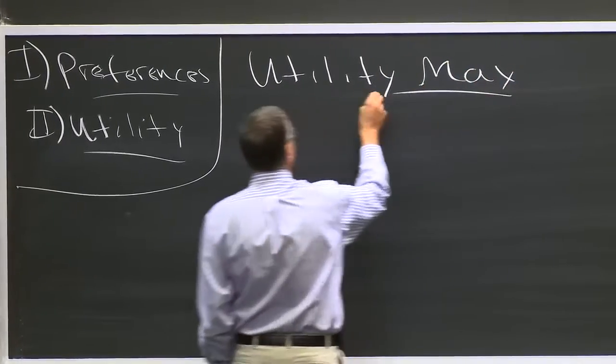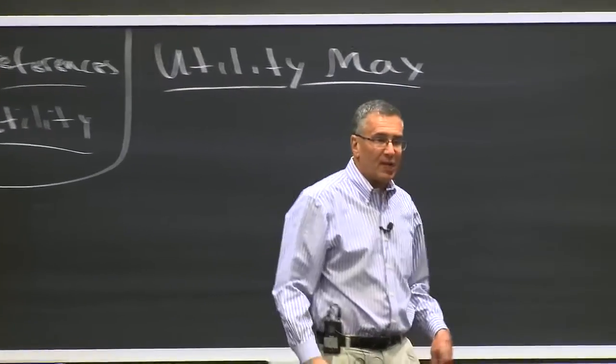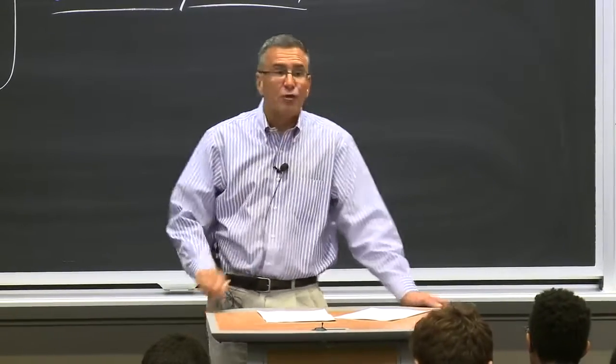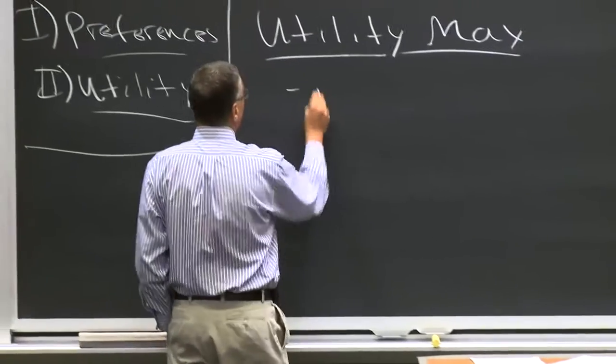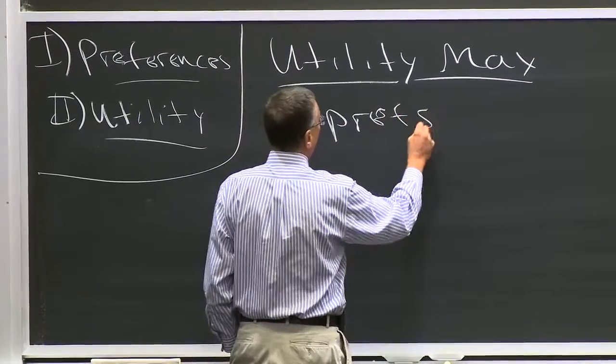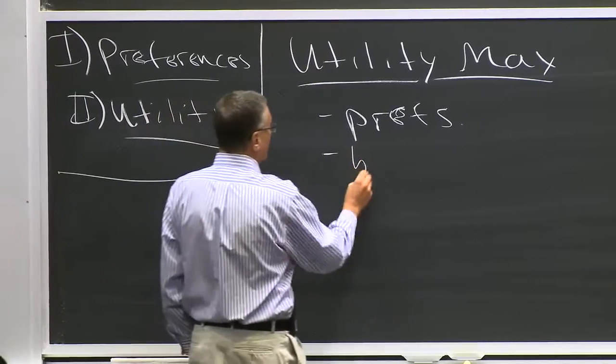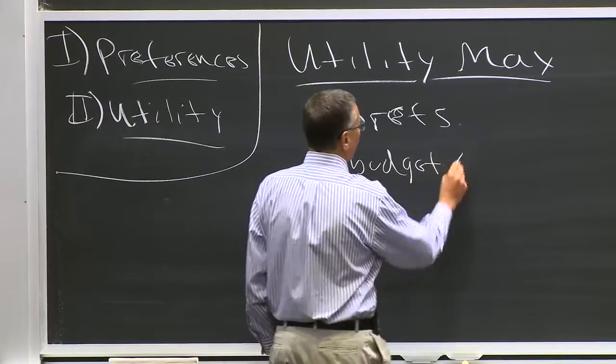That's going to be our fundamental. Remember, this course is all about constrained maximization. Our model today is going to be a model of utility maximization. And this model is going to have two components. There's going to be consumer preferences, which is what people want. And there's going to be a budget constraint, which is what they can afford.